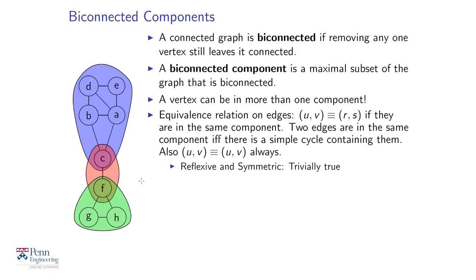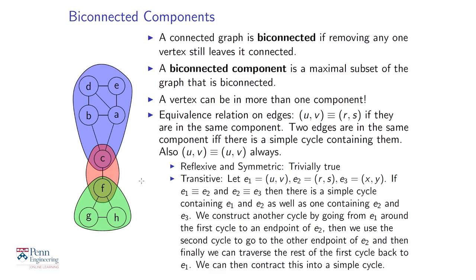We define the relation so that UV is always in relation with UV. Now you can see this relation is reflexive, basically because I've forced it to be so. I've said that every edge is always in relation with itself. It's also symmetric just by the nature of the definition. What is the definition? Two edges UV and RS are in relation if there's a cycle that contains both of them. So if UV is in relation with RS, there is a cycle like that, and that cycle also shows that RS is in relation with UV.